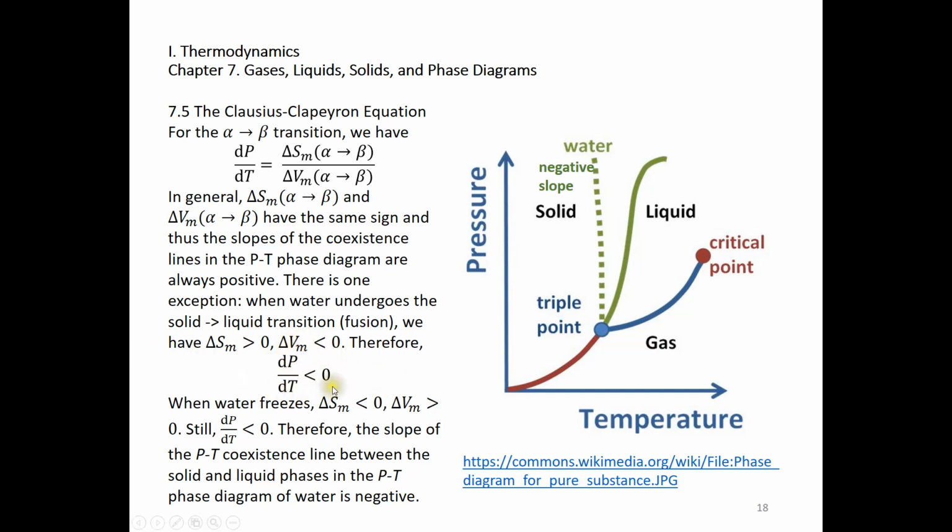For any other substances, delta S and delta V have the same sign no matter what kind of transition you're talking about, whether it's fusion, sublimation or vaporization. You get positive slopes for this dP over dT slope of the coexistence line. And again, there's one exception, that's water in its fusion process or freezing process.